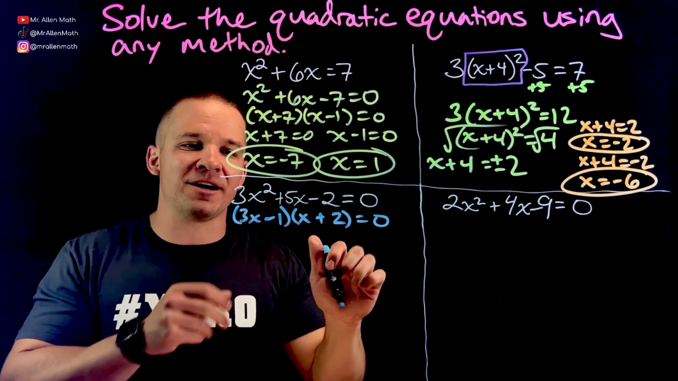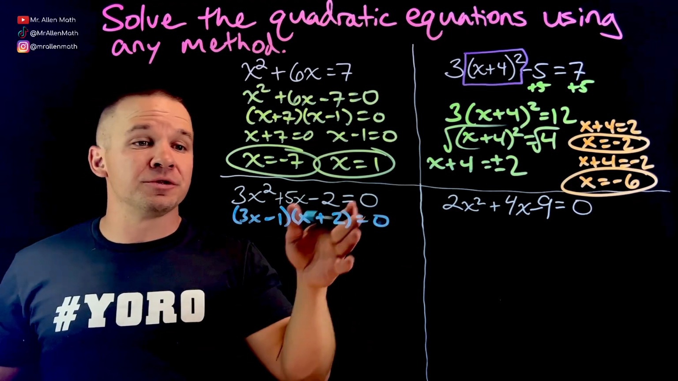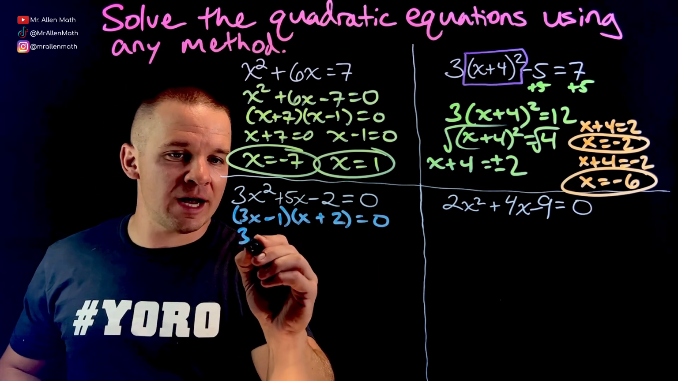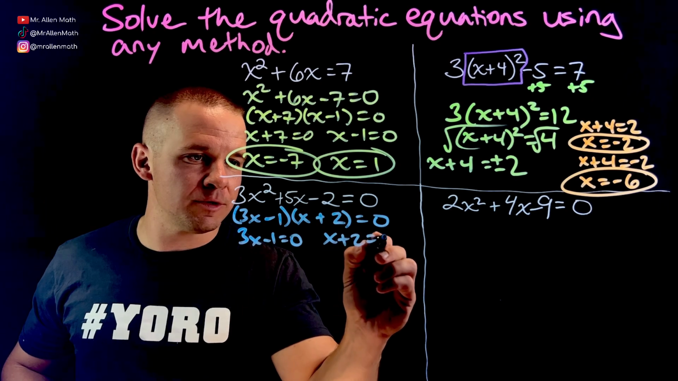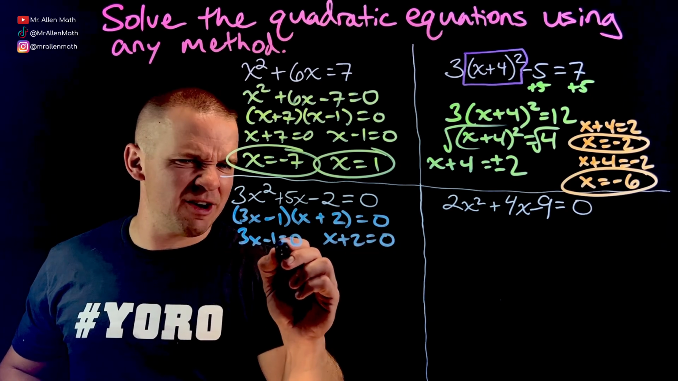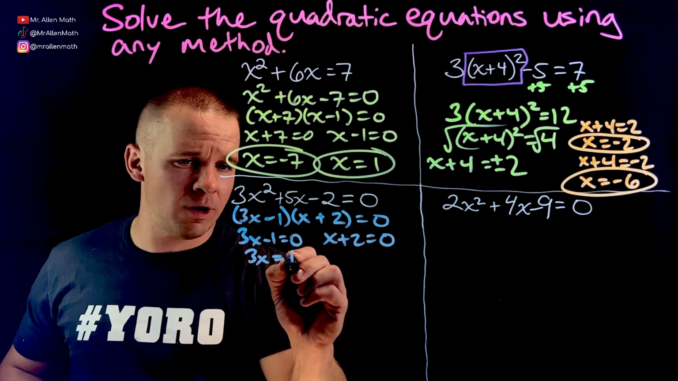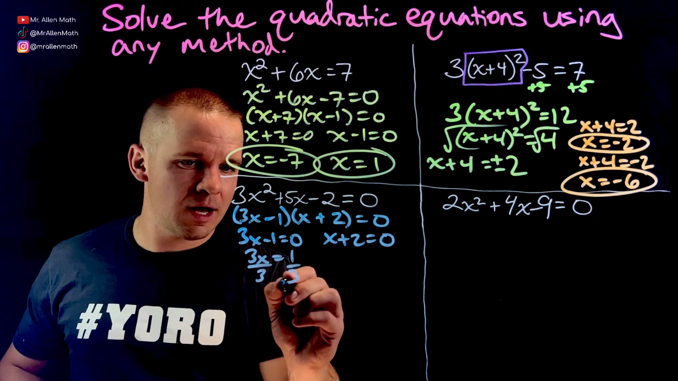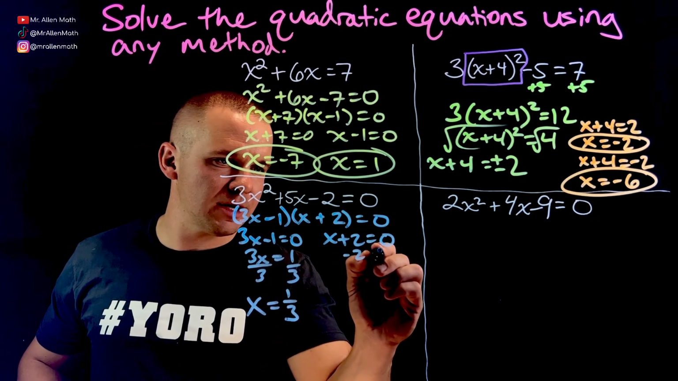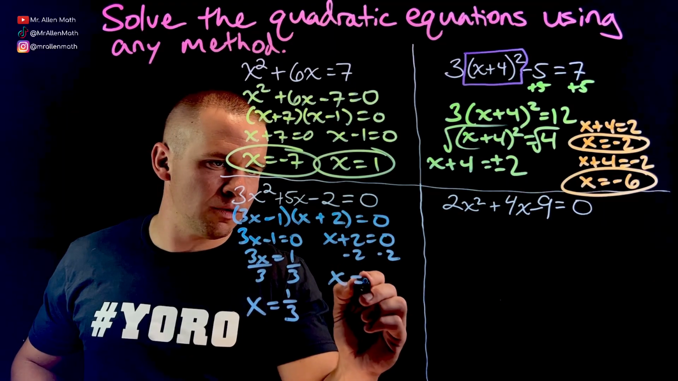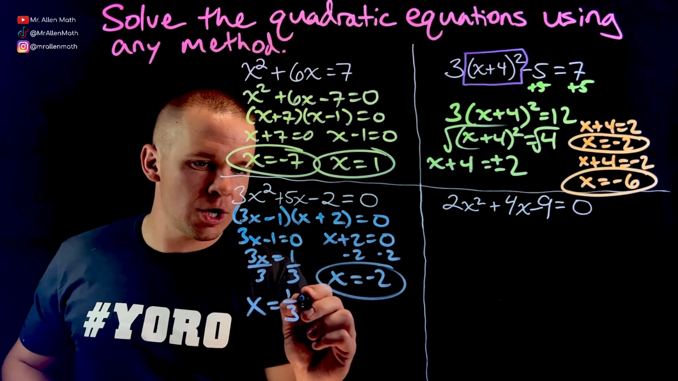We are factored. And now I can set these guys equal to 0, okay? So I'd have 3x minus 1 equals 0, x plus 2 equals 0. And I'll get x, let's see here, add 1. So I get 3x equals 1. Divide by 3, and I get x equals 1/3. And then over here, I'm going to subtract 2. I get x equals -2. So there's my 2 answers.